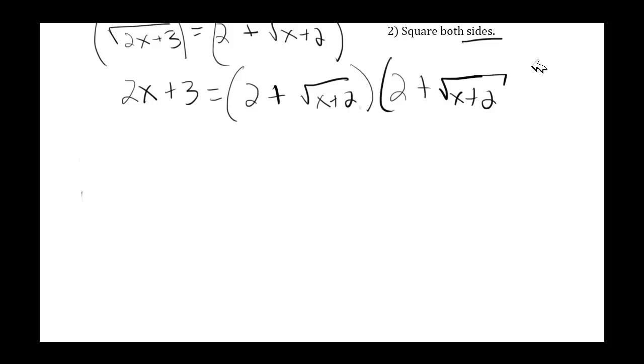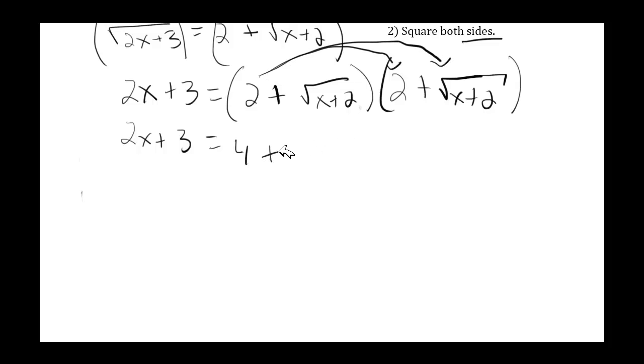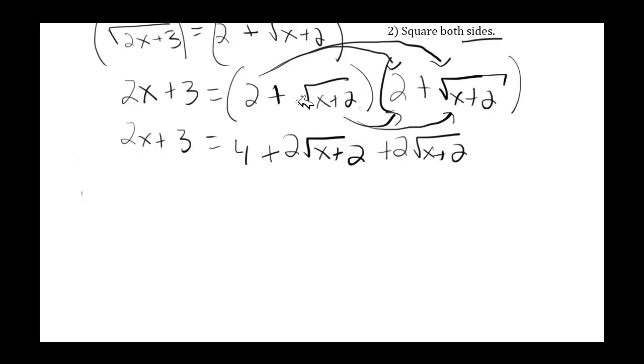Okay, so let's see. 2x plus 3 equals 2 times 2 is 4. 2 times root x plus 2 is plus 2 root x plus 2. Here's another one. And the last, positive times positive is plus. And root x plus 2 times root x plus 2 is the same as squaring it, so it's going to undo that root.